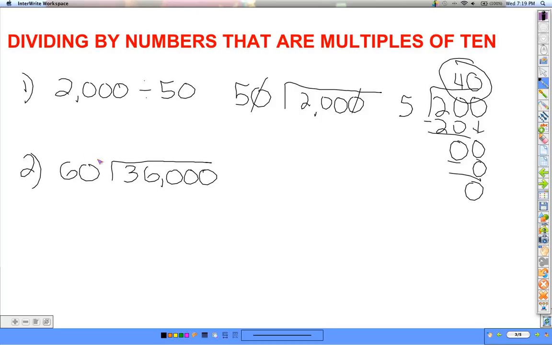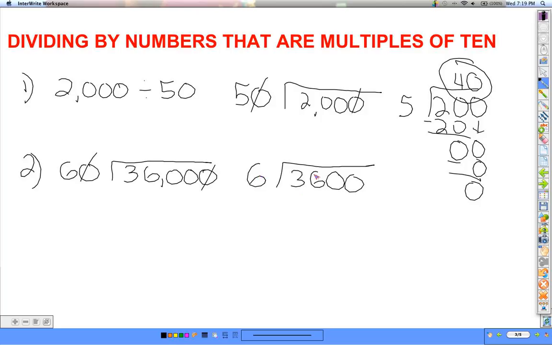Okay, this problem right here, 60 divided into 36,000. You can take 1 0 off here, 1 0 off here. Now you have to rewrite the problem. 6 divided into 3600. Okay, now you divide normally.